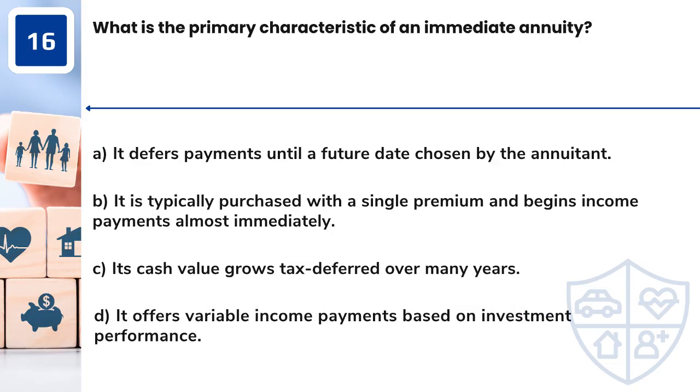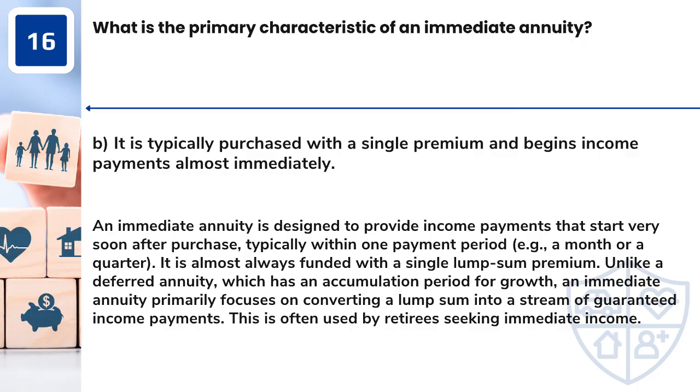Question 16. What is the primary characteristic of an immediate annuity? A. It defers payments until a future date chosen by the annuitant. B. It is typically purchased with a single premium and begins income payments almost immediately. C. Its cash value grows tax-deferred over many years. D. It offers variable income payments based on investment performance. Answer: B. It is typically purchased with a single premium and begins income payments almost immediately.